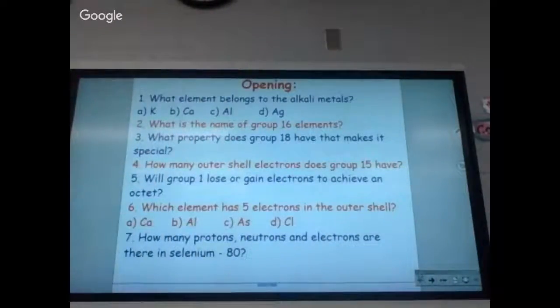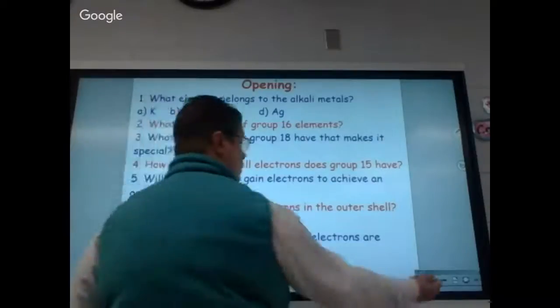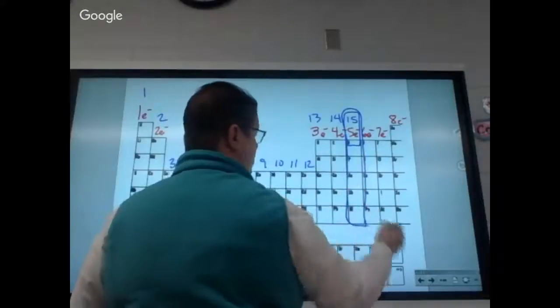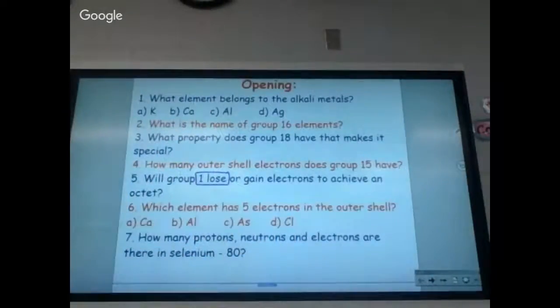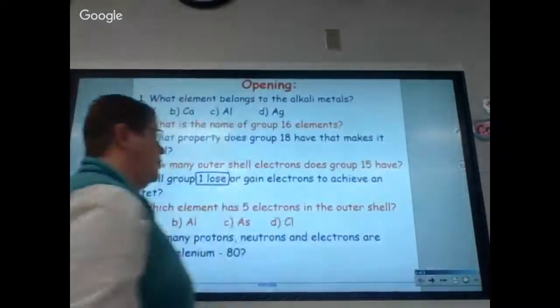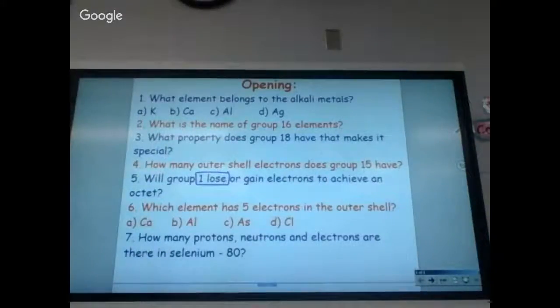All right. Will group 1 lose or gain electrons to achieve an octet? It will lose. It will lose 1 electron. We're going to review that in just a minute. That's why I needed the smartboard back, because we needed to draw it. Which element has 5 electrons in its outer shell? All right. Back to what I drew. 5 electrons in the outer shell is right here, right? Which one has 5? Ca, Al, As, or Cl? Which one's in that group? All right, you're looking at group 15 right here. Which one's there? As is the right answer.